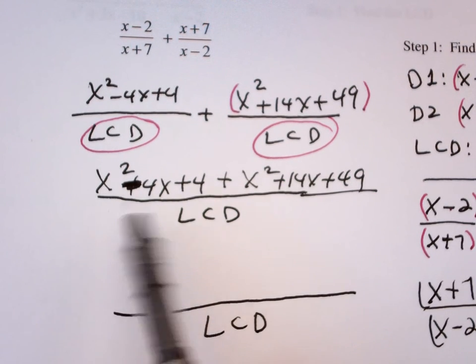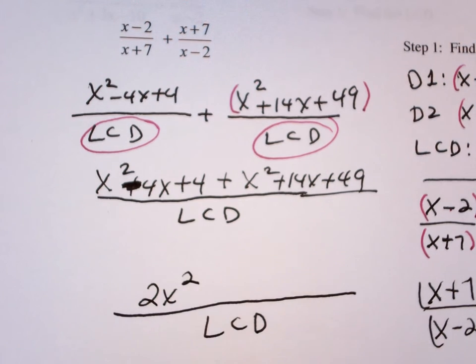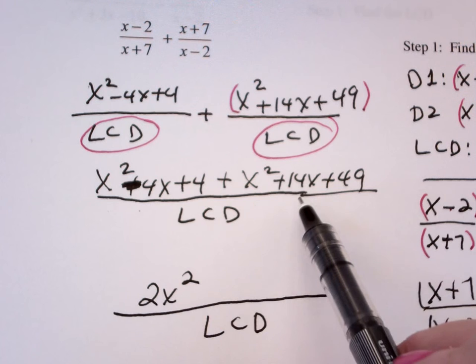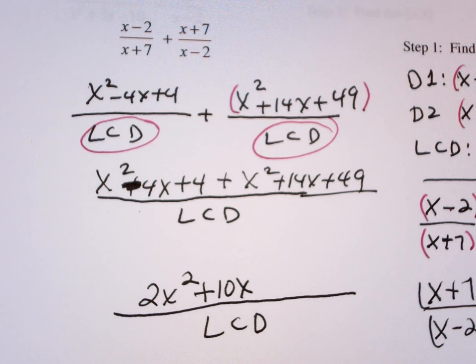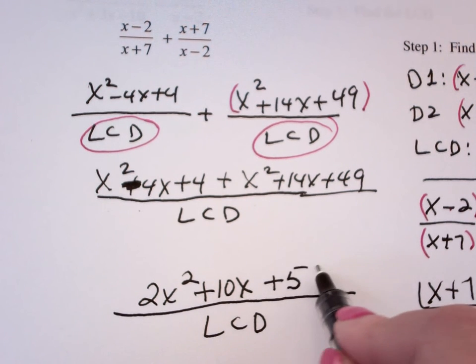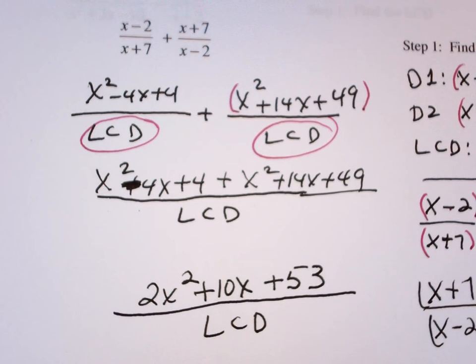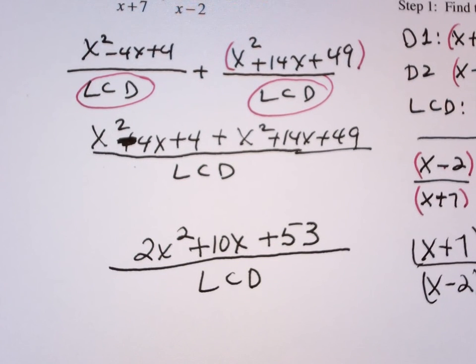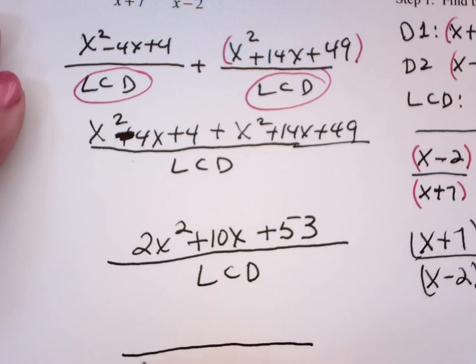So plus x squared is a 2x squared. Minus 4x plus 14x. And plus 4 plus 49 is plus 53, and I say whoopee. And why would I say whoopee? 53's prime. Only way I could write 53 is 53 and 1. The denominator, or LCD, is x plus 7 times x minus 2.